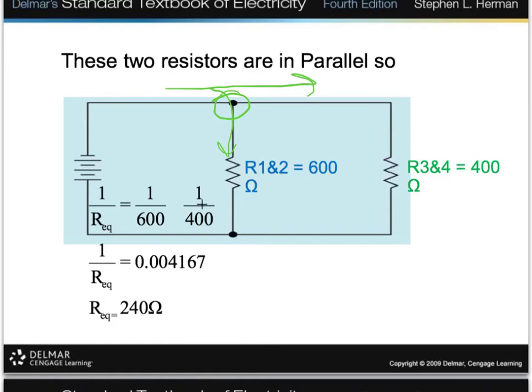So these guys are in parallel, and when we find their equivalent resistance, we're going to use 1 over 600, 1 over 400, add those together. That gives us 1 over REQ, and it comes out to 0.004167. And so take the reciprocal of that, and the equivalent resistance is 240 ohms. One of the ways you know you've done this right is your equivalent resistance should be less than either of your two resistors.